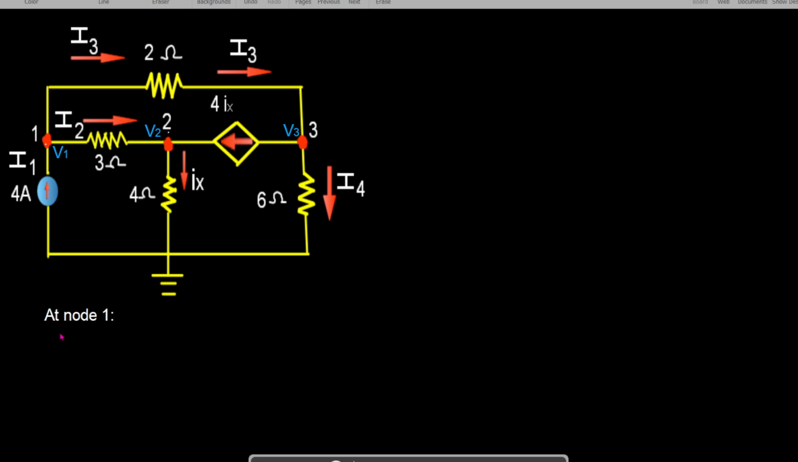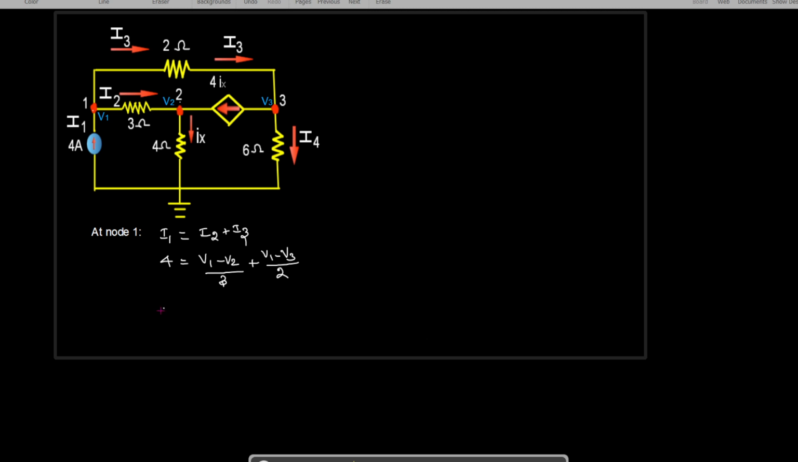So first let us start with node 1. What are the currents which are entering? I1 current is entering. I1 is equal to the sum of leaving currents, that is I2 and I3. So this I1 current is 4 amps, which is equal to the I2 current, which can be written using Ohm's law as V1 minus V2 divided by 3 ohms, plus this I3, which can be written as V1 minus V3 divided by that 2 ohm resistance.